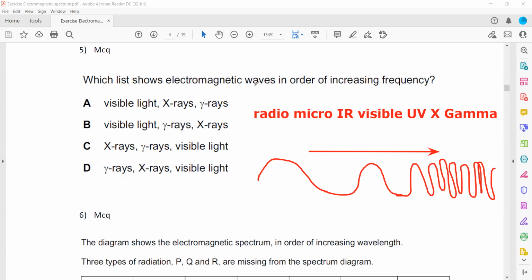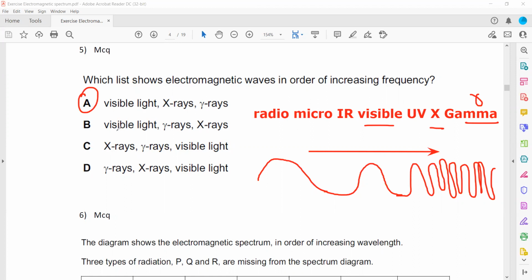ultraviolet, but they did not mention it. It's not necessary. They can skip, but it should be in order. So we have visible, that's correct. Then we have X-ray, and after that there is gamma. This is the symbol for gamma. So A will be the right answer.